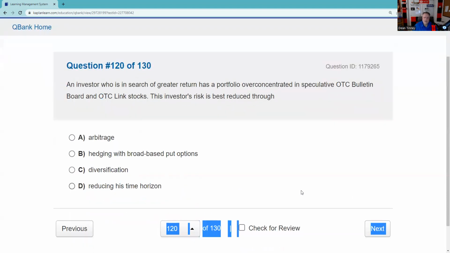An investor in search of greater return has a portfolio of overconcentrated speculative OTC stocks. It can best be reduced by... you can't buy broad-based puts. You can't on the penny stocks. There's no arbitrage opportunity. I think the best way to handle that is diversification.